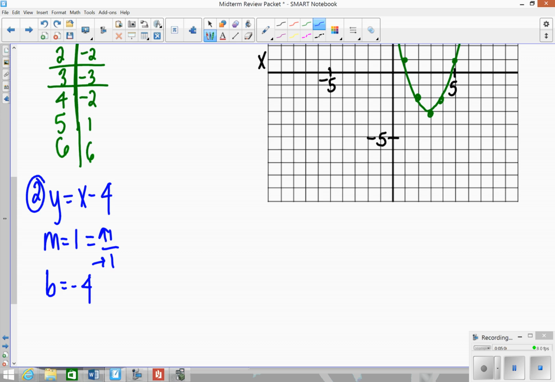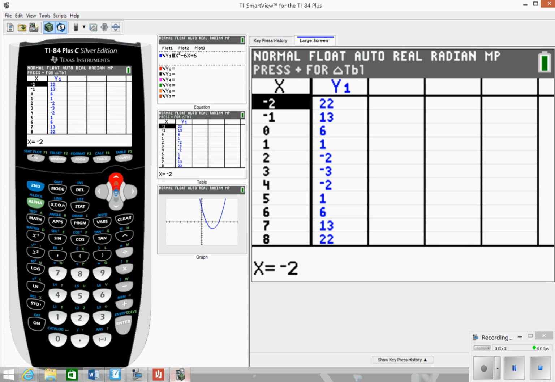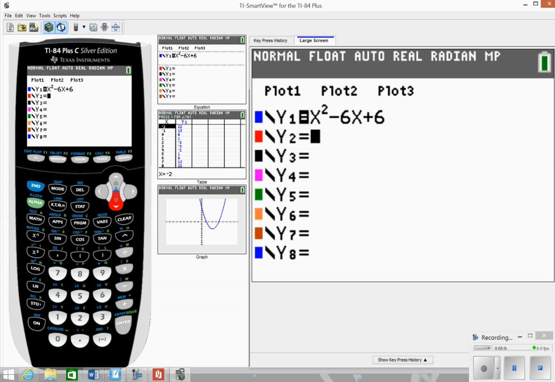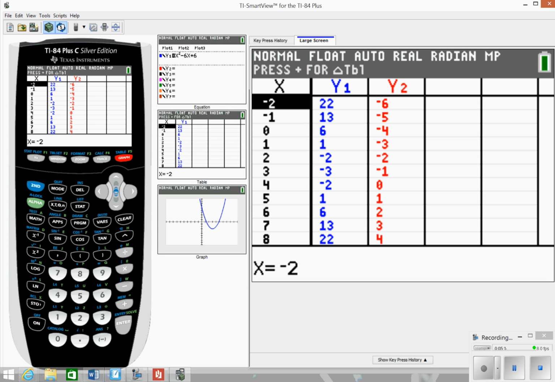However, if you wanted to, you could go into the calculator and enter that. So you would have, I'm going to just put it into y2. So I have x minus 4. And then I could go to the table. And when I go to the table, I would just copy down the same. So like, if you remember in the table here, I copied down this section here.